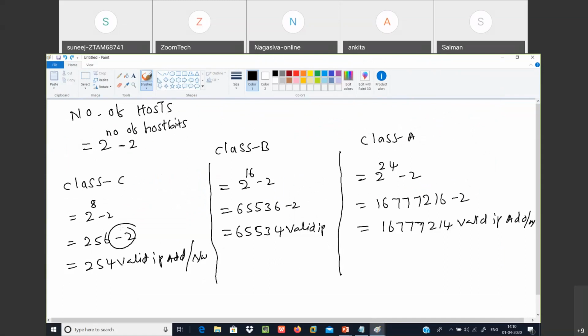Here, why are we doing minus 2? For each network, you are doing minus 2, right? This is a very important question for interviews and also for Cisco certification. In the number of hosts calculation, why do we use minus 2? What's the reason, guys? Why minus 2 for each network in the number of hosts calculation?